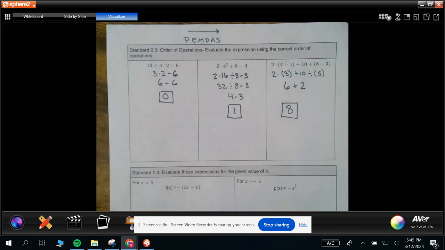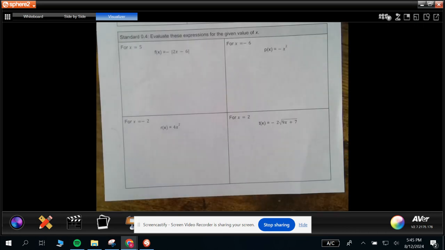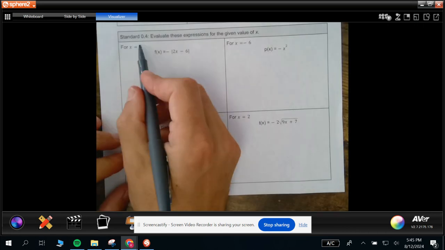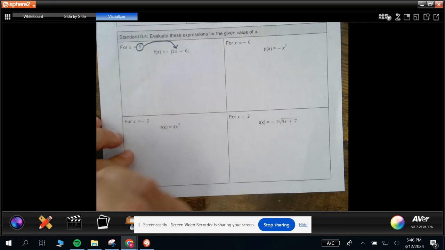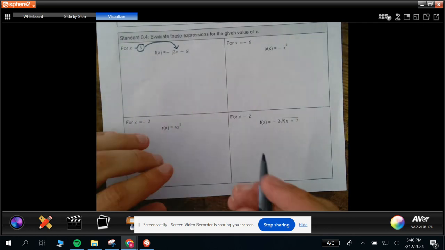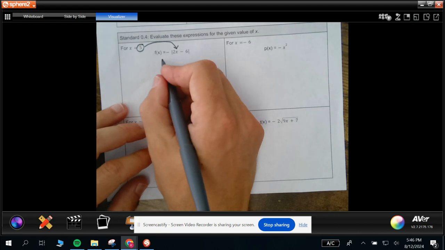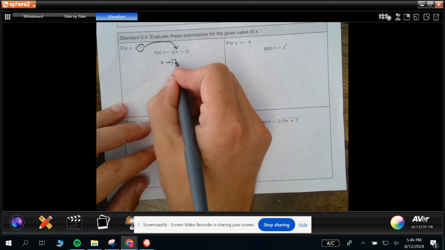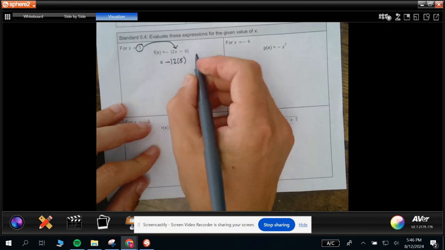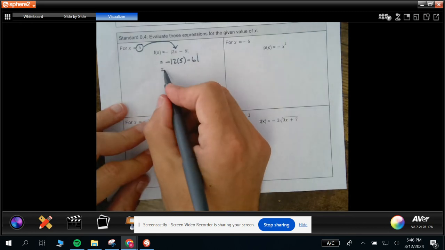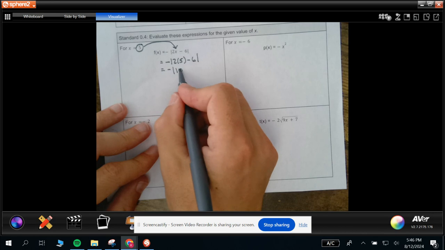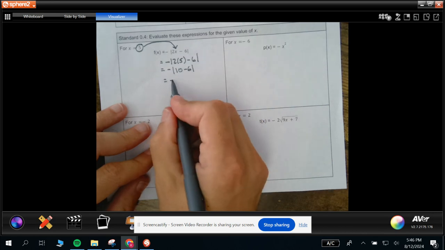All right, last standard. Evaluate the expressions. This means I'm going to take this x value and I'm going to substitute it into my expression down here and see what number it works out to be. So for the first one, I'm just going to rewrite it, but instead of x, I'm going to substitute in my value that I am evaluating for. So then I do order of operations. 2 times 5 is 10 minus 6, negative 4.